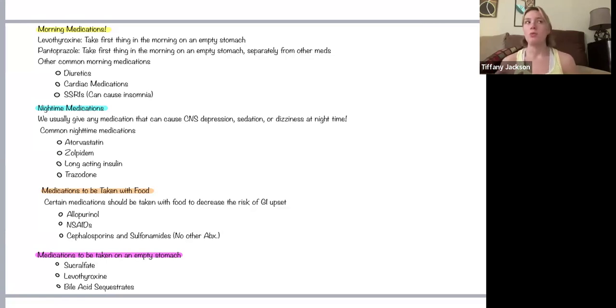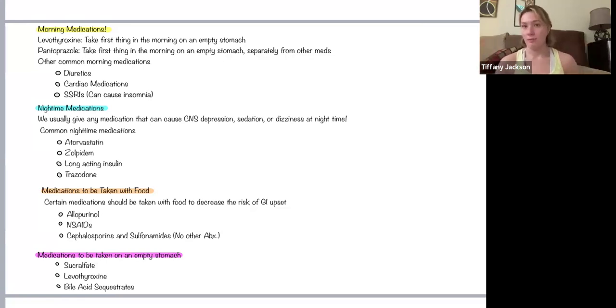That will help you not have to memorize, oh, my CNS depressants. What are my CNS depressant medications again? Do I need to take them in the morning or at nighttime? Well, it's about the reasoning, the rationale. So nighttime medications, we take meds that can cause any sort of CNS depression, sedation, or dizziness, generally at nighttime. Why do we do that? For safety. We don't want any falls. If it can make them dizzy or drowsy, we can take it at nighttime because they're going to sleep, they're in bed, they're safe.